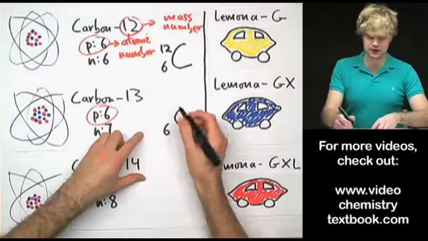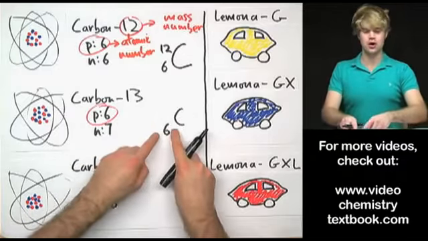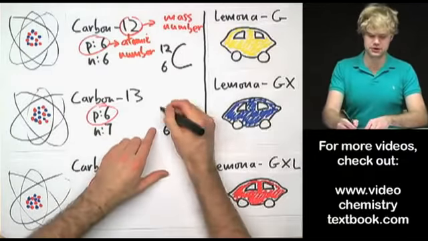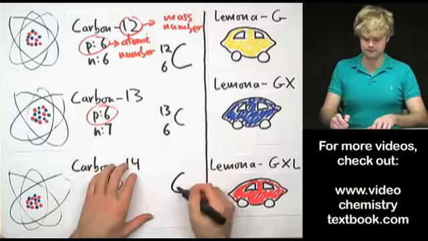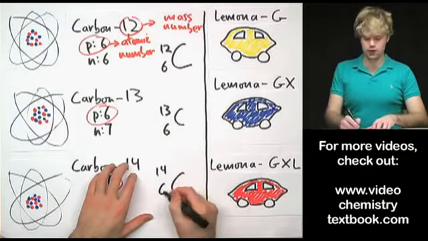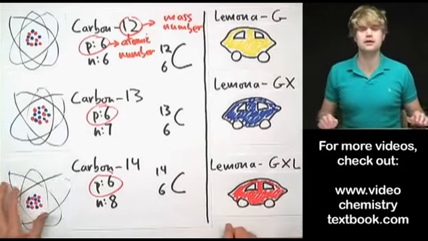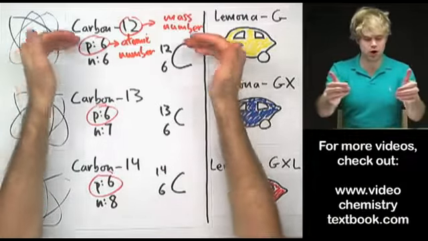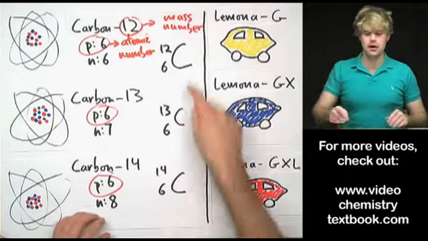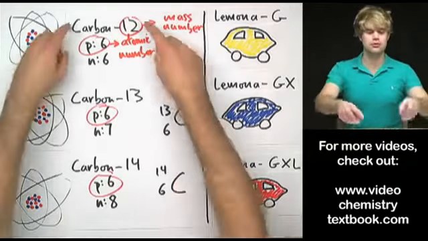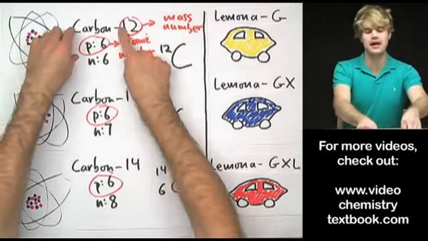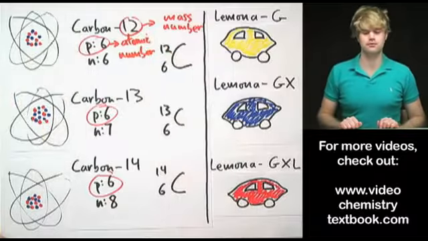Carbon-13 is going to be 6 again, because all carbon has 6 protons in its nucleus. But then the 13 up here. And finally, carbon-14, written in isotope notation, is C 6 14. So that's how we can write all these isotopes of carbon in isotope notation. Then, of course, you can also write it as just the element name with a dash and then the number.